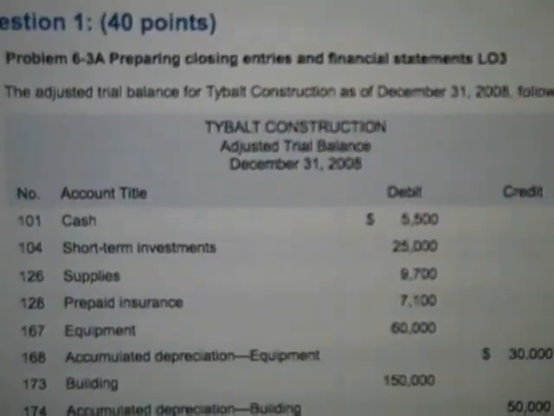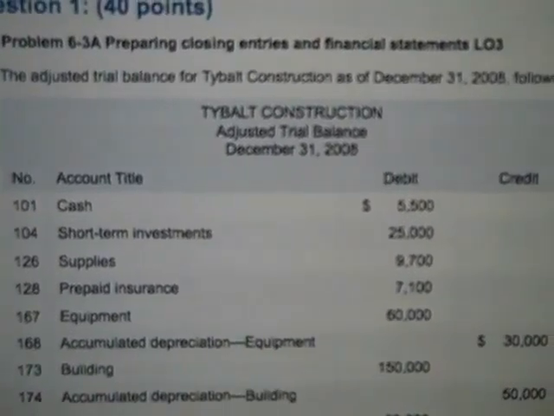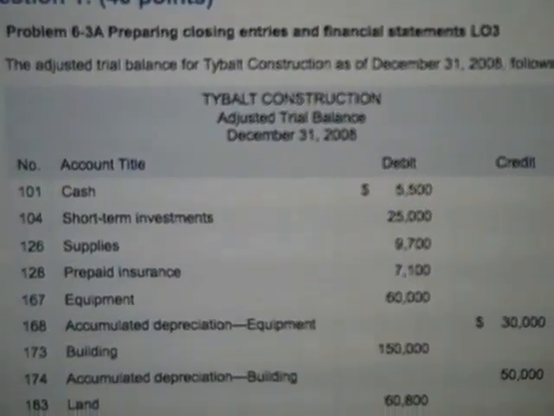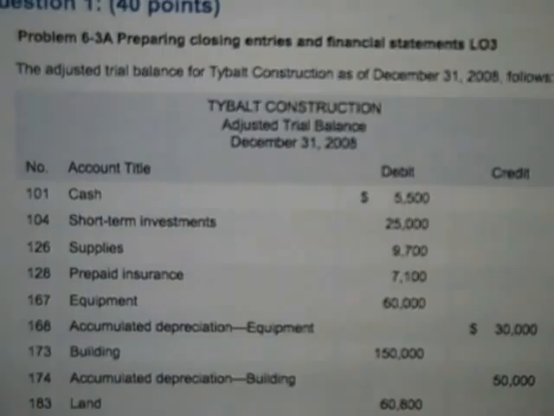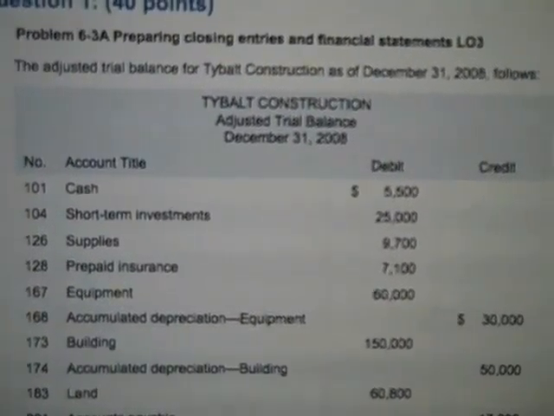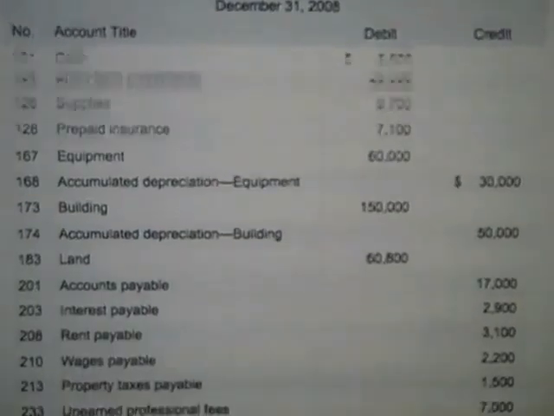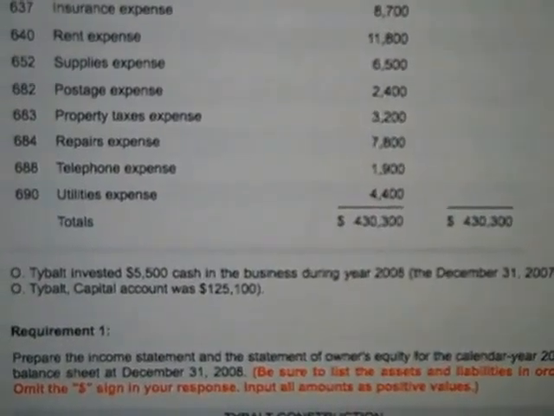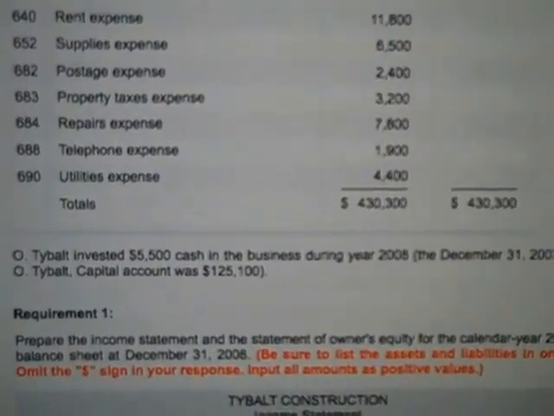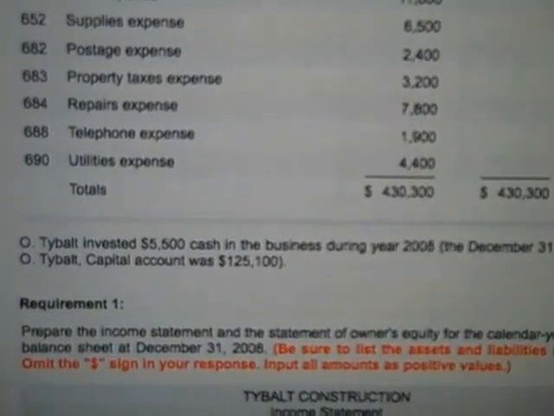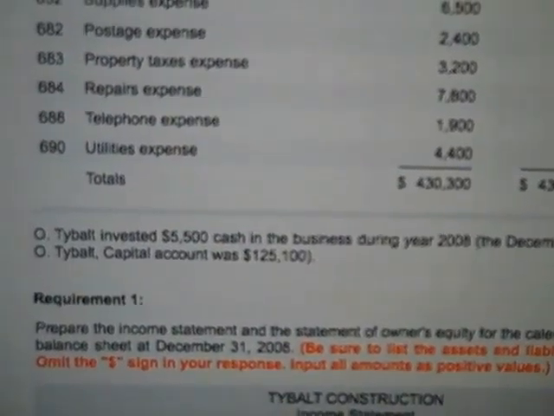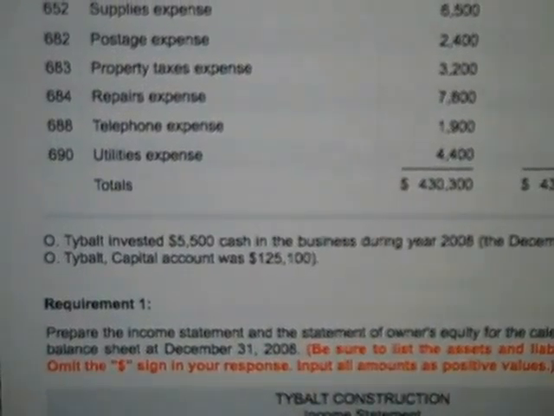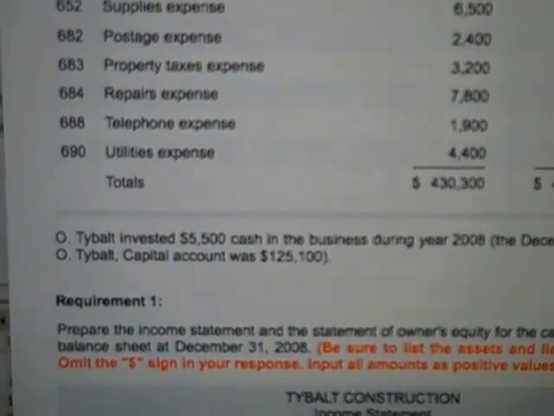Here's our session 6 problem, and it's Tybalt Construction. And we're taking a look at the adjusted trial balance as of December 31st, 2008. So what this means is all of the adjustments have been made into your various accounts, so you don't have to worry about doing adjustments in this chapter. You can see in your trial balance your debits and credits equal, but right below that you see some very important information. Remember, your numbers are going to be different than my numbers because each student gets a similar problem but with a variety of different numbers included.